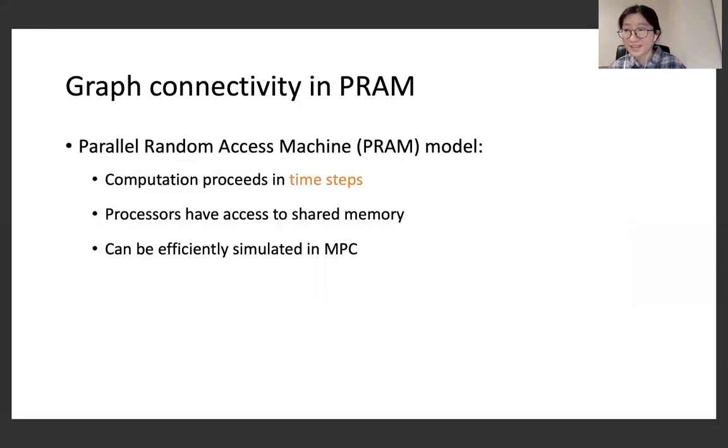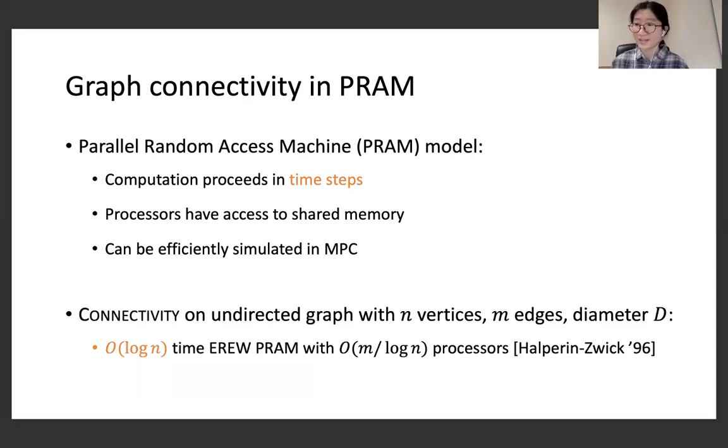Before we go into the details of our framework, let me first recall the PRAM model and what we know about connectivity in PRAM. In PRAM, the computation is carried out by a collection of processors in synchronous time steps, and the processors have access to a shared memory. In each time step, a processor can read from or write to a cell in the shared memory or do some local computations. And it is well known that PRAM algorithms can be efficiently simulated in MPC.